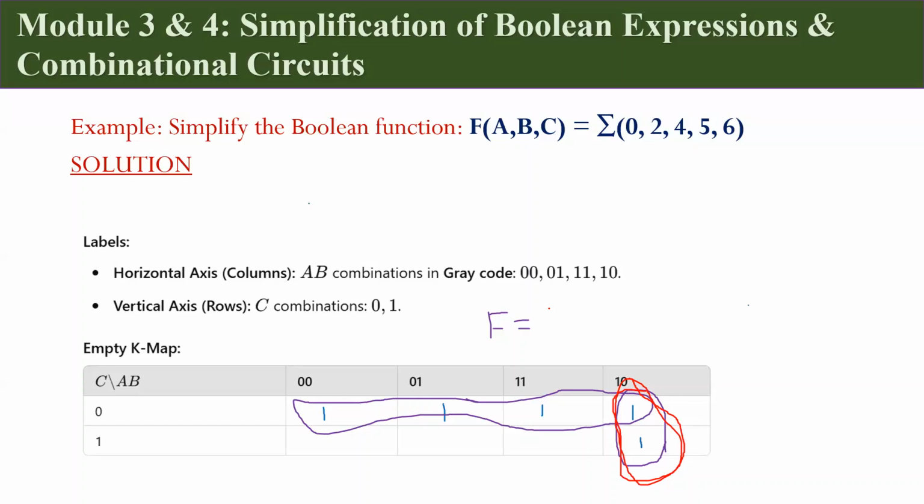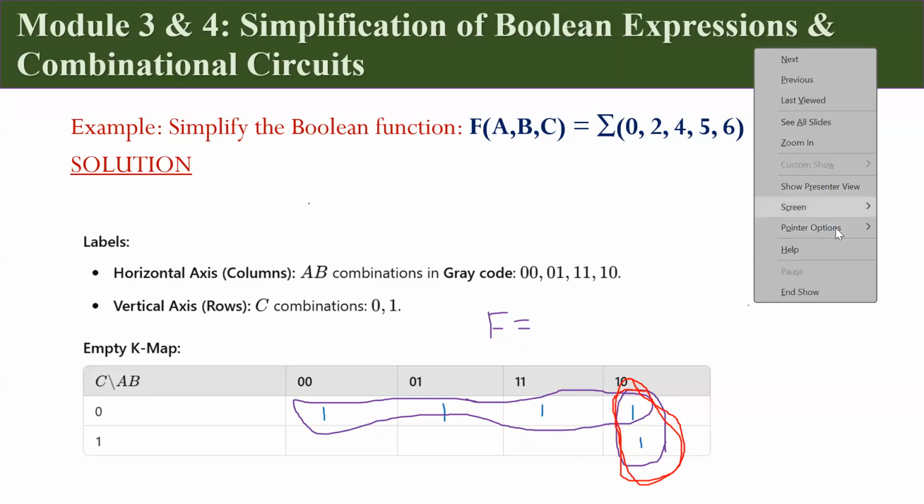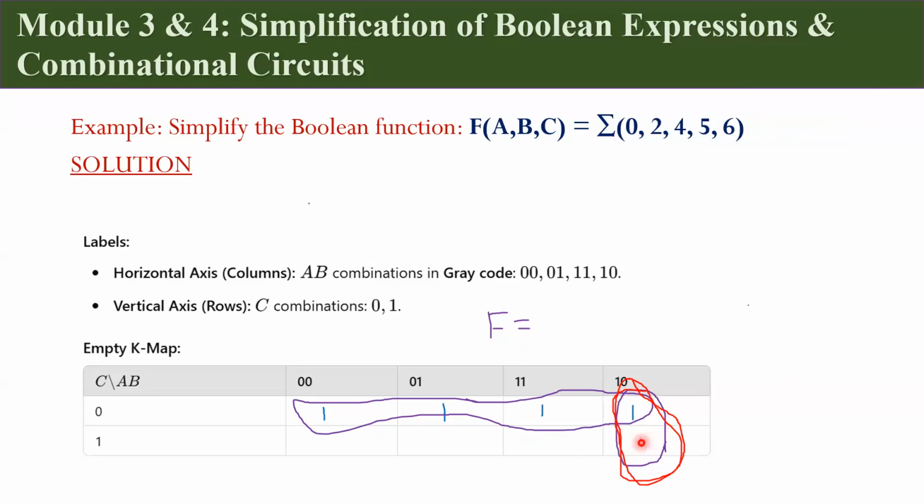Now, is it A, B bar, C, or C bar, or whatever? A bar C. That's not correct. You know why C is not it? Why is C out of it? Let me explain why it is not so. Look at it. It cannot be C because this one is C, this one is C bar.